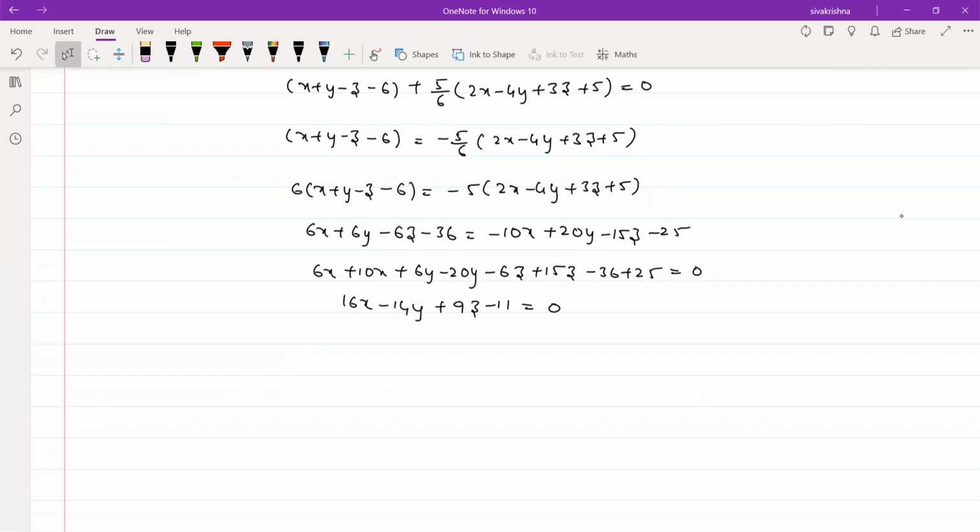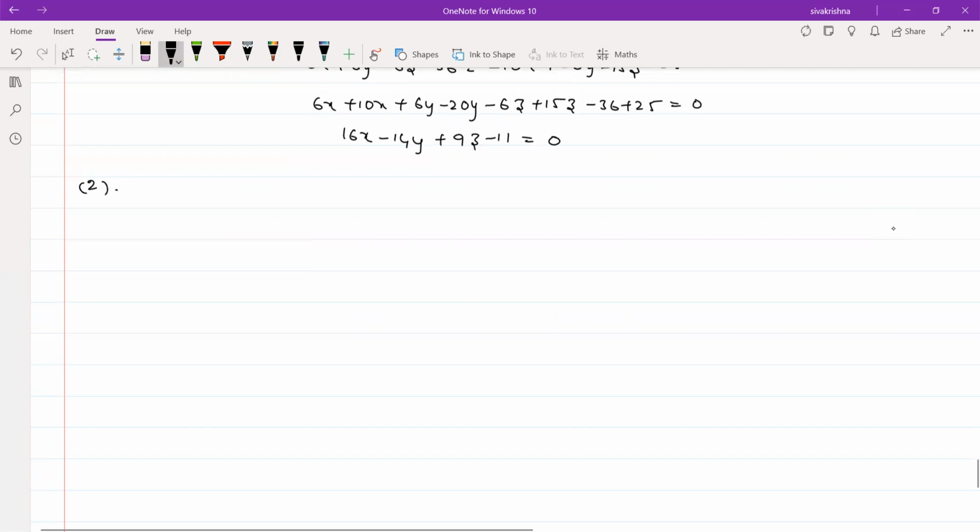So this is the required equation of the plane passing through the intersection of two planes and also through the point 1 comma 1 comma 1. So the point 1 comma 1 comma 1 was given to find the unknown value, that is lambda. Okay, so in this way we have to find the equation of the plane passing through the intersection of the two planes. Okay, so coming to the next problem.